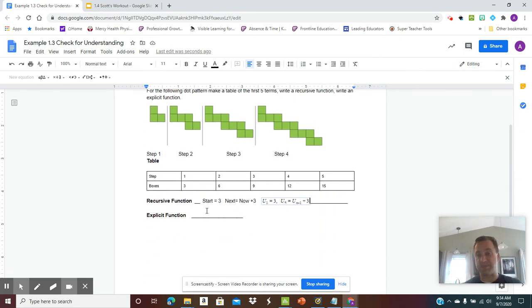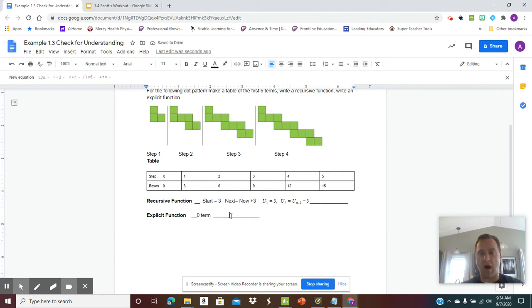So now we need an explicit function. Well, for an explicit function, this is similar to your y equals mx plus b, but it's a little bit different. There are two forms that you really could use depending on if you start from the 0th term or if you start from the first term. So I'm going to show both. So let me label this. If you start from the 0 term, which is not on the table, but I could add that over here, the boxes would be 0.